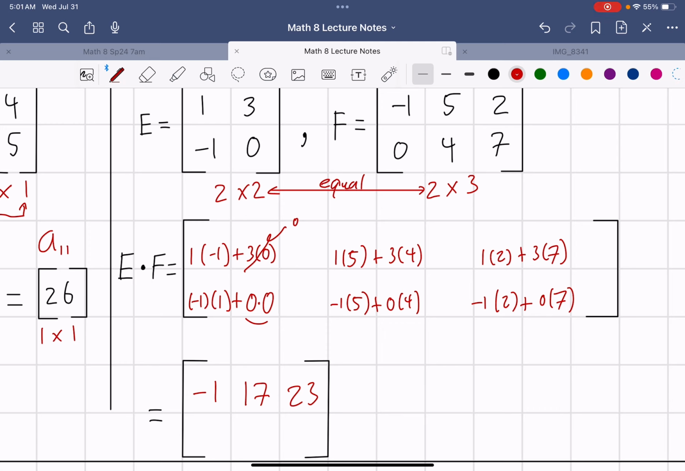And now, here, negative 1 times 1 is still negative 1. Negative 1 times 5 is negative 5, but 0 times 4 is 0. So that's going to give me negative 5. And then negative 1 times 2 is negative 2, but 0 times 7 is 0. And then you have a negative 2.